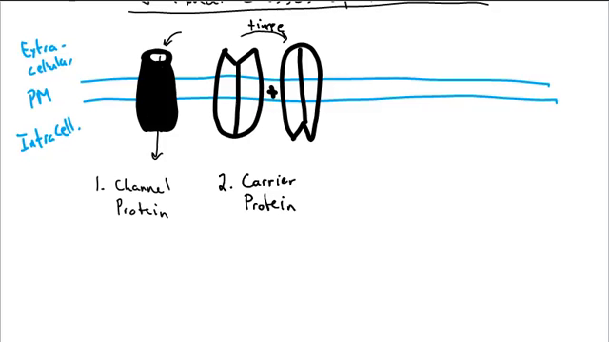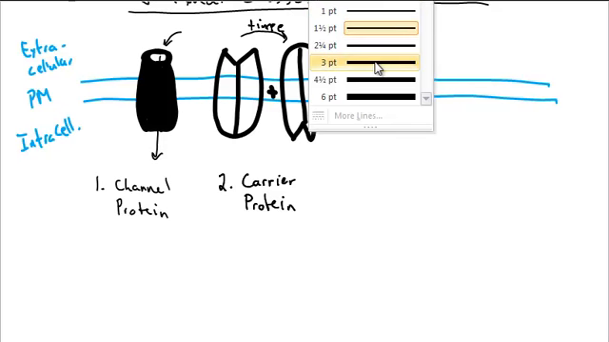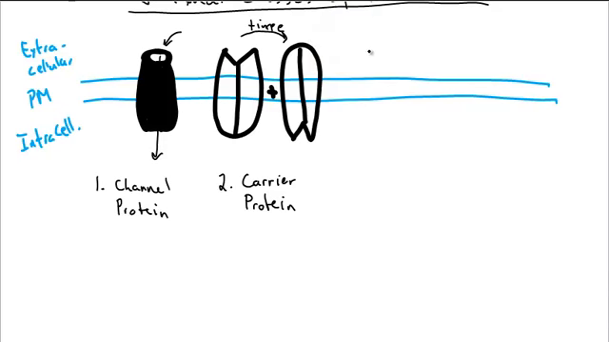Okay, the next one, they have very specific shapes. And their shape can change when something binds specifically to it, and they can signal to the inside of the cell. These are called receptor proteins.